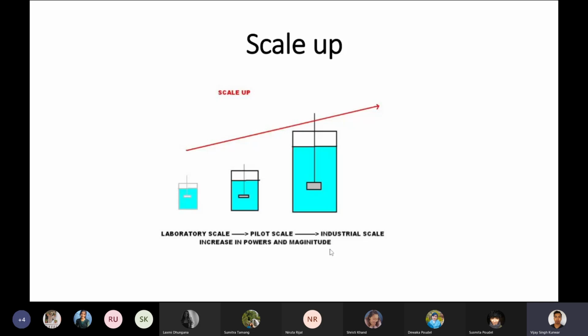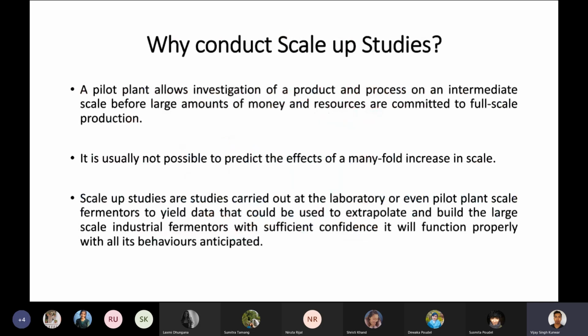A pilot plant allows the investigation of the product and the process on an intermediate scale before large amounts of money and resources are committed to full production. You know that the microbe is able to generate amylase at lab scale, but it might not be the case in large volume and large numbers. Maybe the bacteria doesn't feel like producing amylase at a certain volume or number. Maybe there is a relationship between the volume of bacteria and the amylase production.